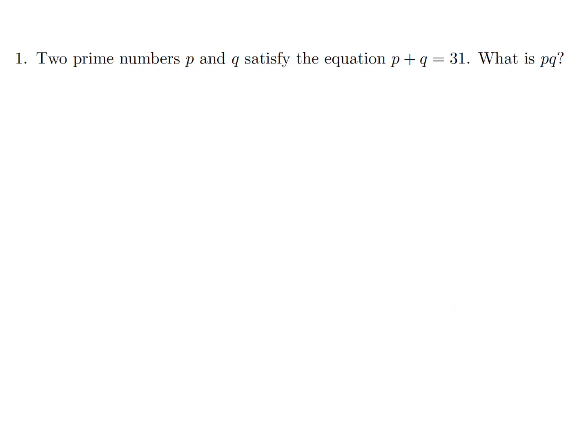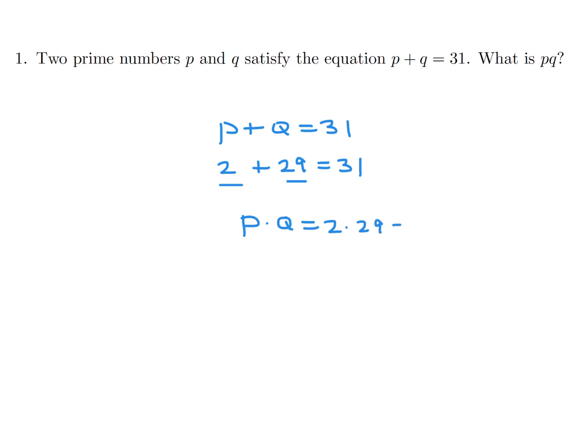Two prime numbers p and q satisfy the equation p plus q is 31. What is pq? P plus q is 31, so let's see here. The smallest prime number is 2. That would mean this would have to be a 29, and 29 is indeed a prime number. So p is 2, q is 29. So therefore p times q would be 2 times 29, and that is 58.